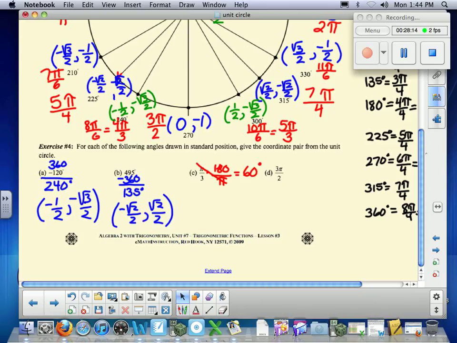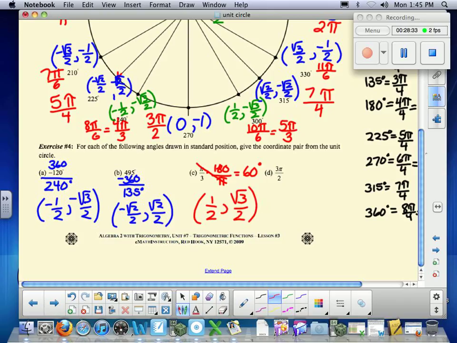Can't you just use pi over 3? You can, but if for some reason you're doing your homework without your notes tonight, which would be really stupid, but if you were, you could convert. Challenge accepted. And then 3 pi over 2, again, you can always convert.